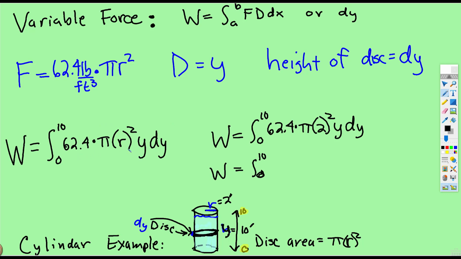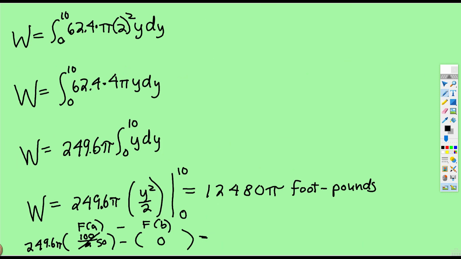I'm going to simplify this. 2 squared is 4. And then 4 times the 62.4 is 249.6 pi y dy. So that's what I have right here. And notice when I multiplied this, these things are now a constant. And the 249.6, I went ahead and pulled out of the integral. And now we're just integrating the y.